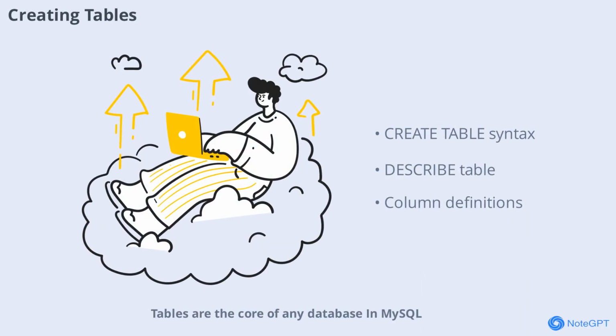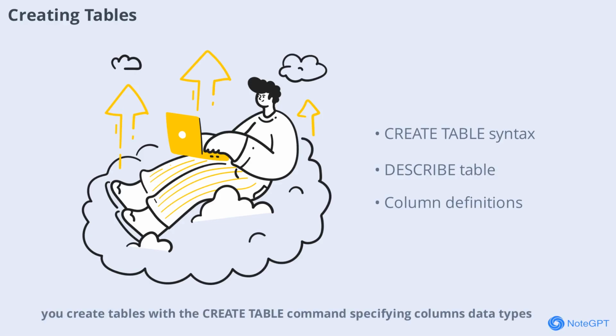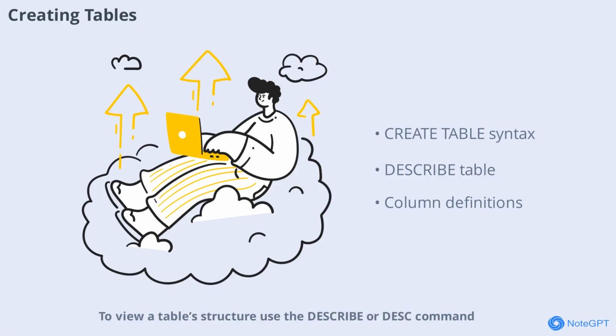Tables are the core of any database. In MySQL, you create tables with the create table command, specifying columns, data types, and constraints. For example, create table emp with pid integer, name char(30), salary decimal(7,2), designation char(30) creates an employee table. To view a table structure, use the describe or desc command. This helps you verify your table's design before adding data.